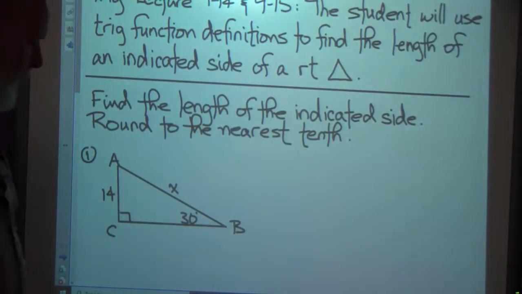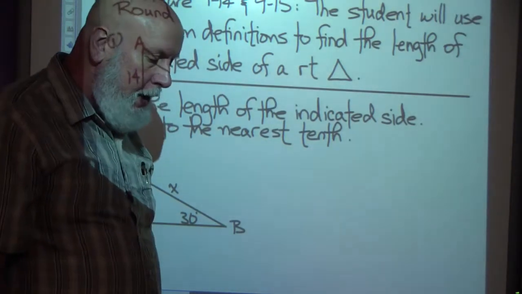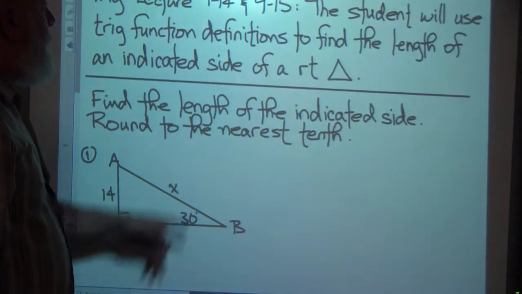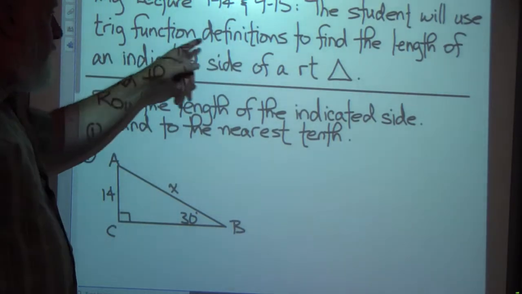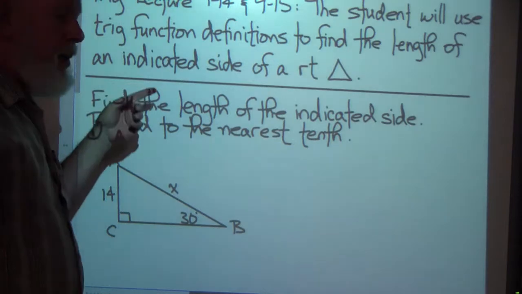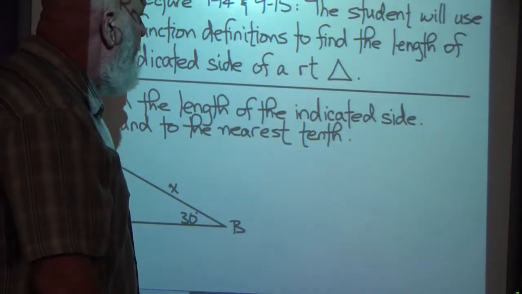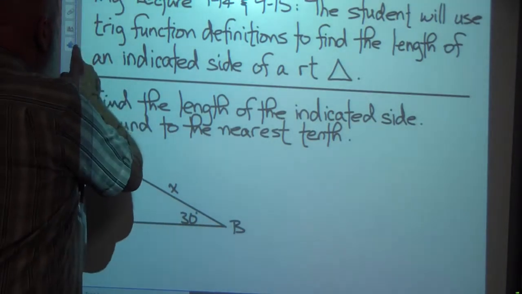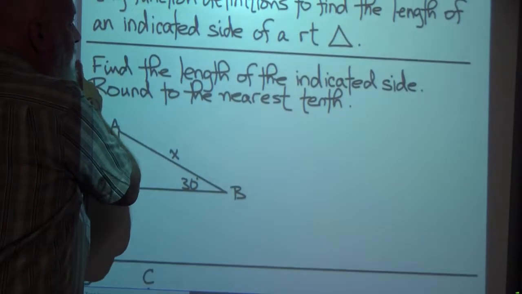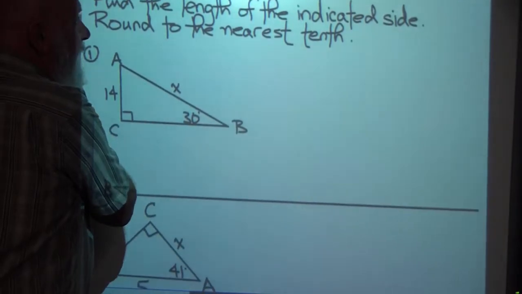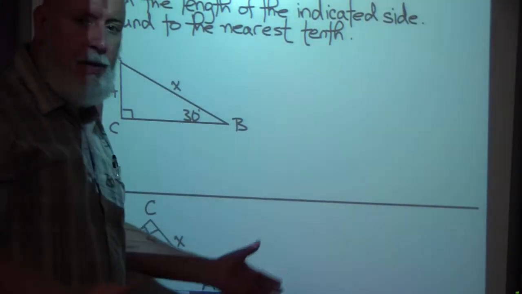All right, we got Trig lecture 9, 14, and 15 here. The student will use trig function definitions to find the length of an indicated side of a right triangle. That's what we're going to try to do right now. I'll run through these and hopefully the technique will become evident and it'll make a lot of sense. That's what I'm hoping for.